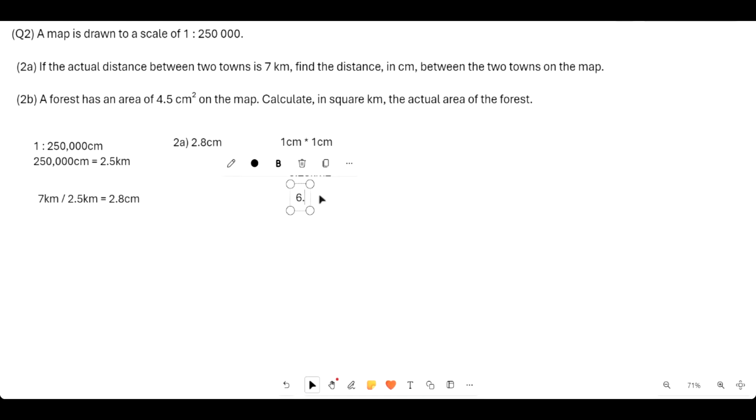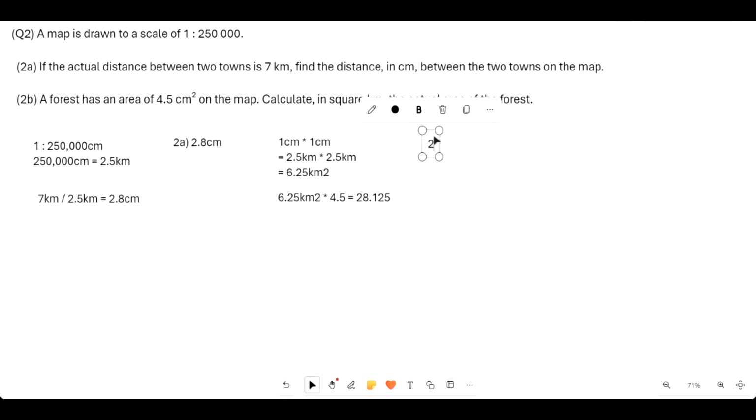So 6.25 km square times 4.5. 6.25 times 4.5, our answer is 28.125. So with the measuring unit, question 2b's answer would be 28.125 square km.